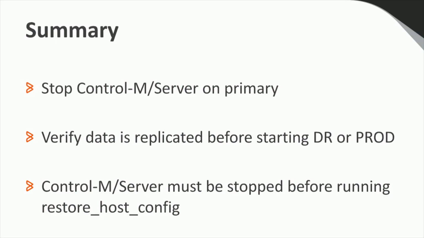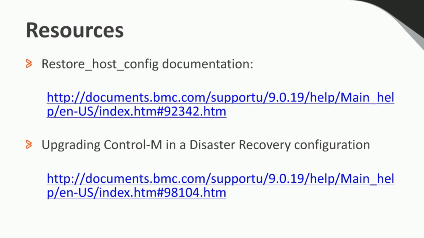Just a brief recap of what we did in the demo. We stopped the primary Control-M server processes. We also verified the data was replicated on the DR side, in order to make sure that we have the last status of the data at the moment of starting the DR environment. We also confirmed that our DR Control-M server was stopped before running the utility, otherwise the utility would not run because the processes would still be running. In general, this is what we did to switch properly to our DR environment and switch back to the primary. So let's move to our next slide.